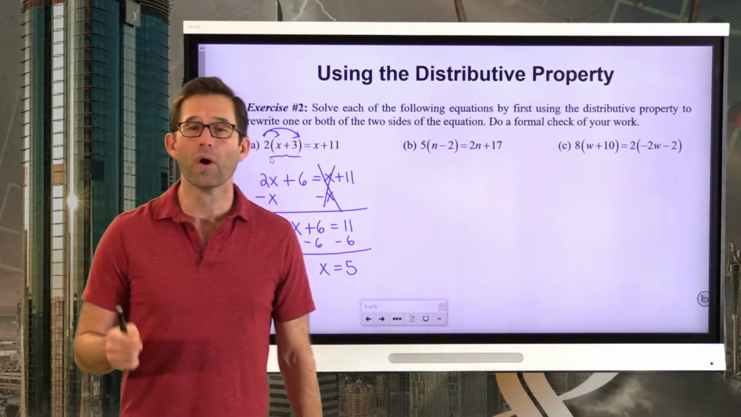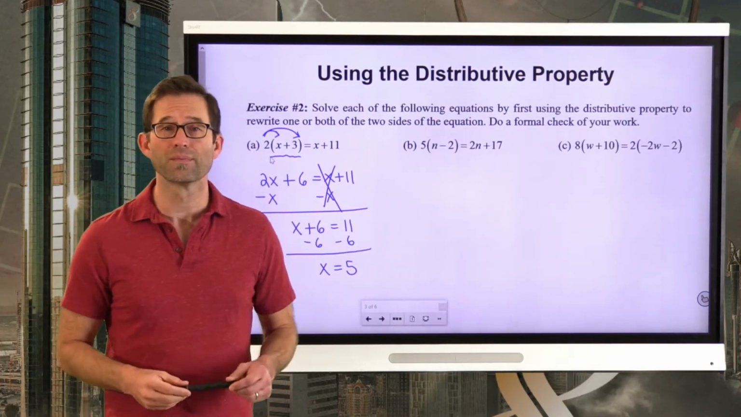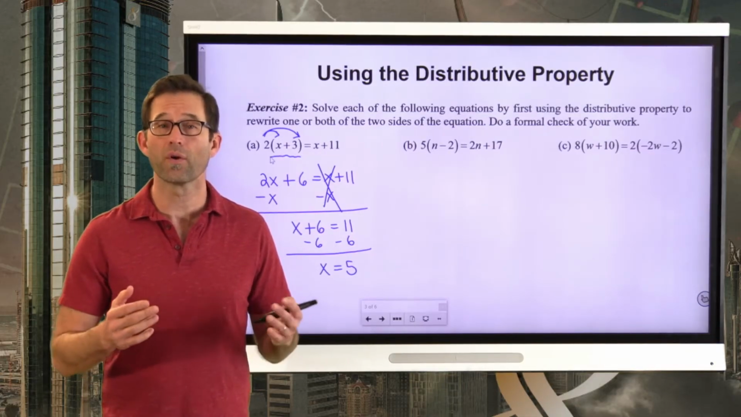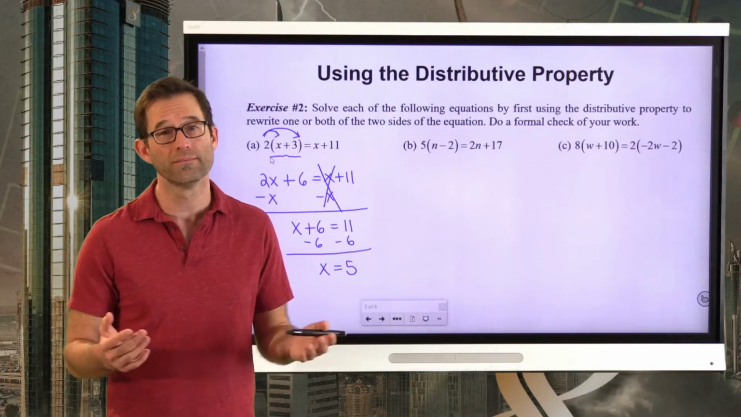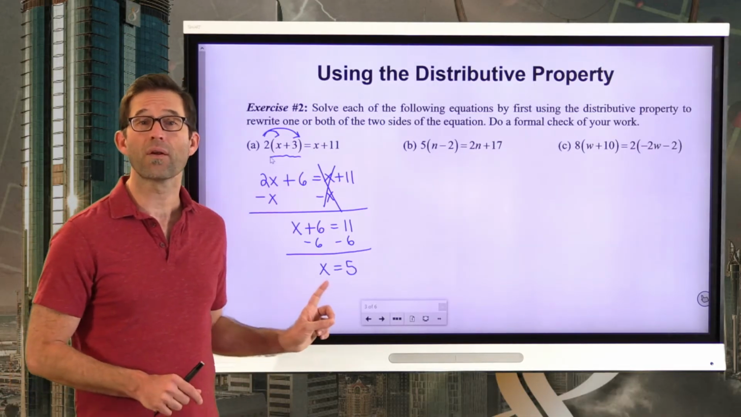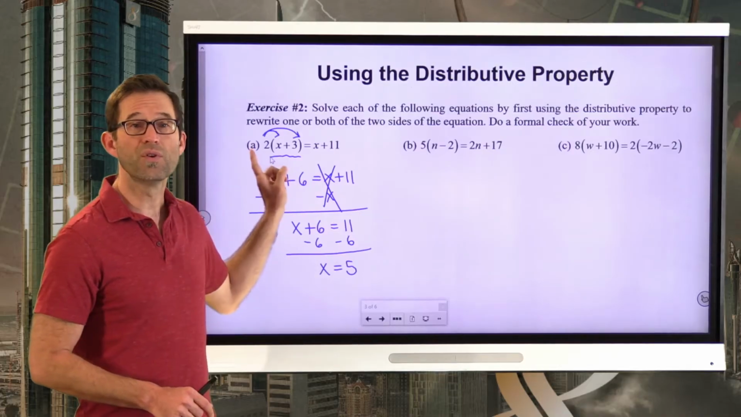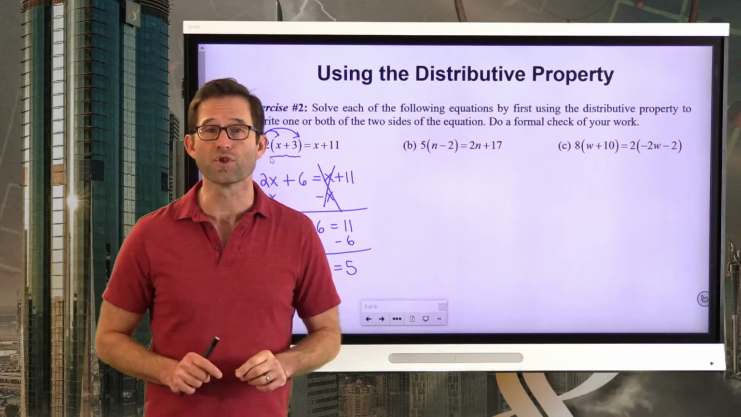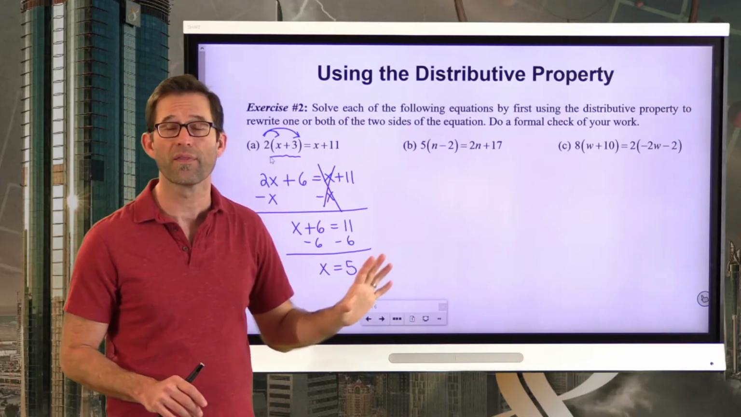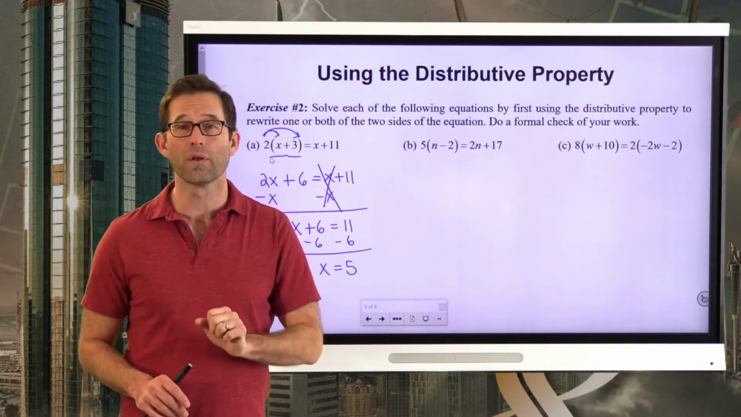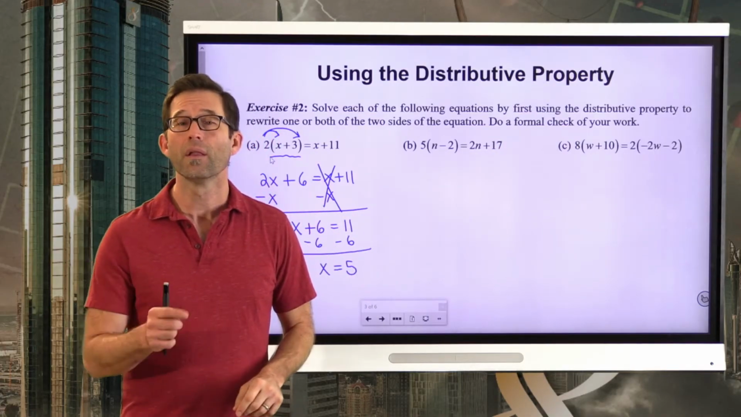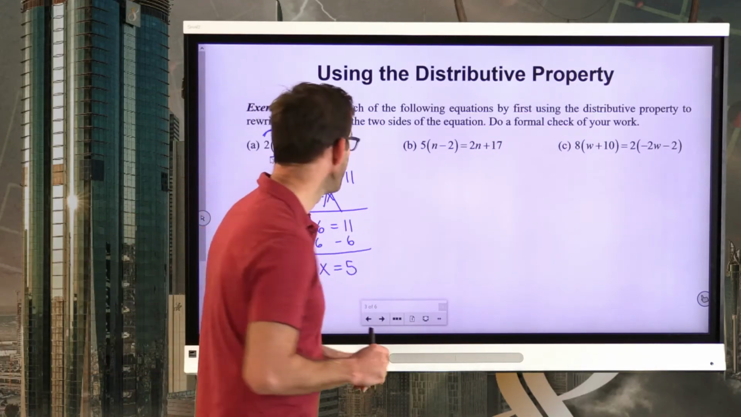Now, before we have you go on and do the next 2 problems, we should talk about how you can ensure that your answers are right, or at least how you can tell if they're wrong. We can always take our final answer, substitute it back into the original equation, always the original. Don't substitute into this one or anything like that. Substitute into the original equation in a formal check to see if it's right. Let's do that together on letter A as well.